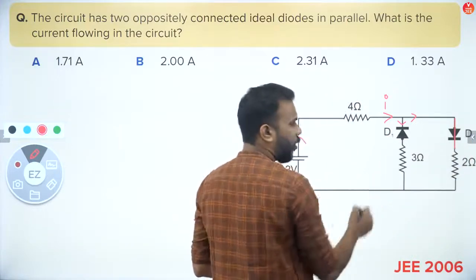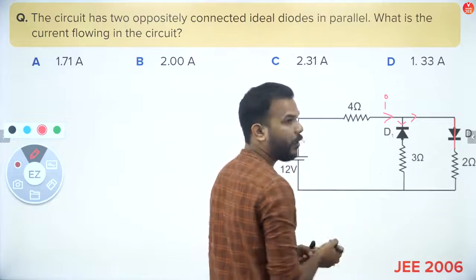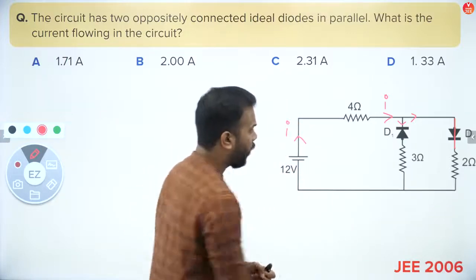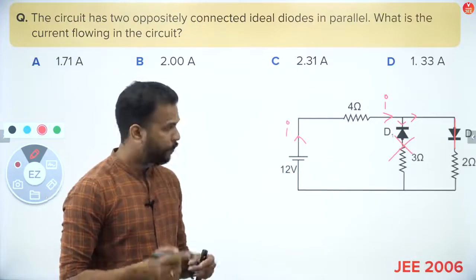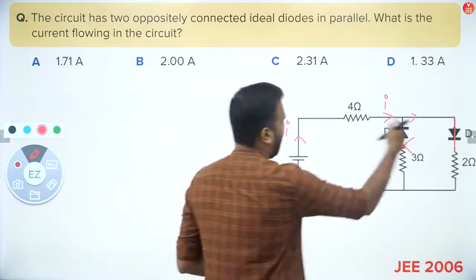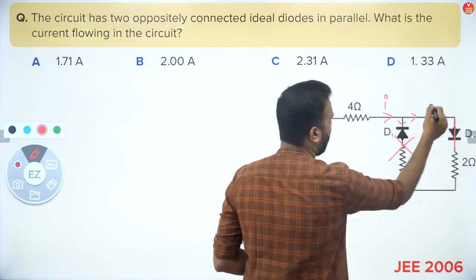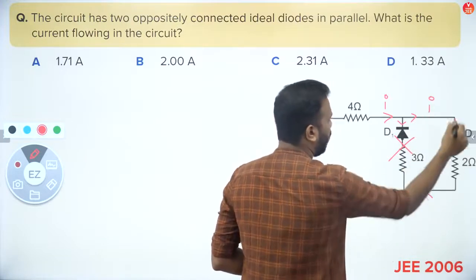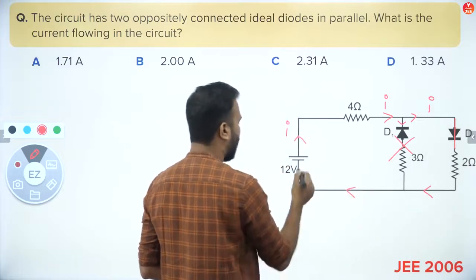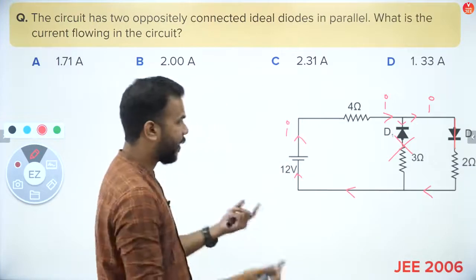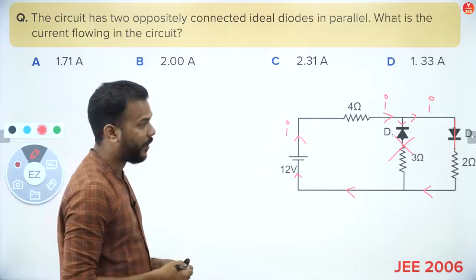But when we look at diode D1, you can see that it is in the reverse biased mode. That means this branch will not let the current flow through it. So the current will not branch out. Current I will pass through the diode D2, which is forward biased, pass through the 2 ohm resistance, and come back to the battery. And that is basically the simplest circuit diagram that you see here.